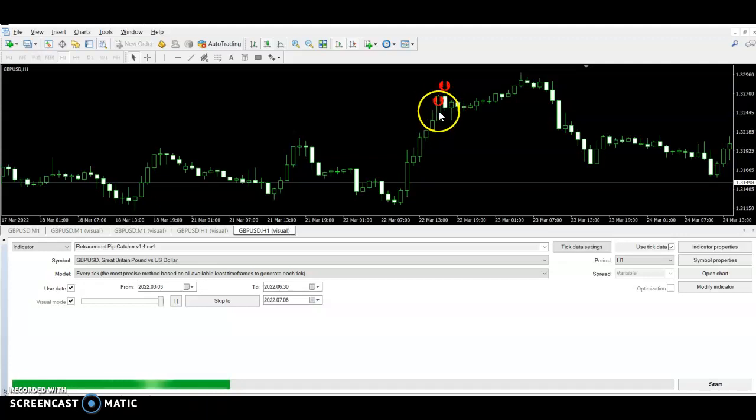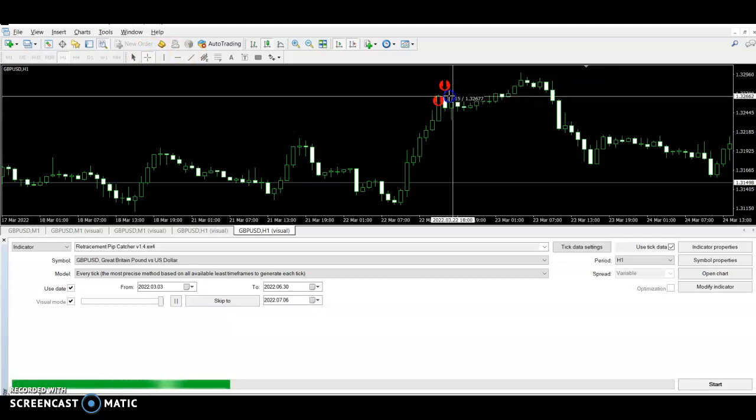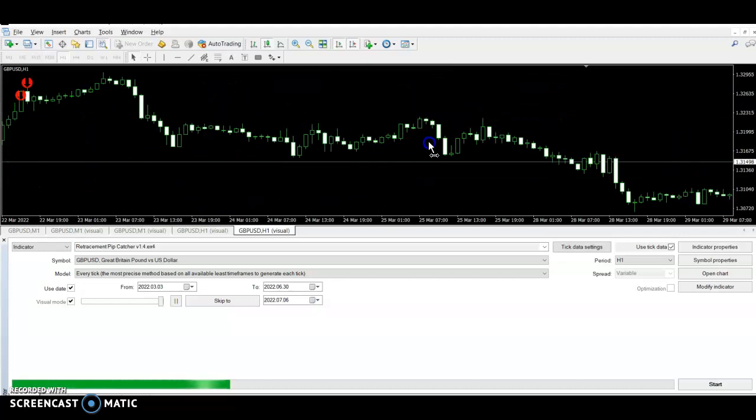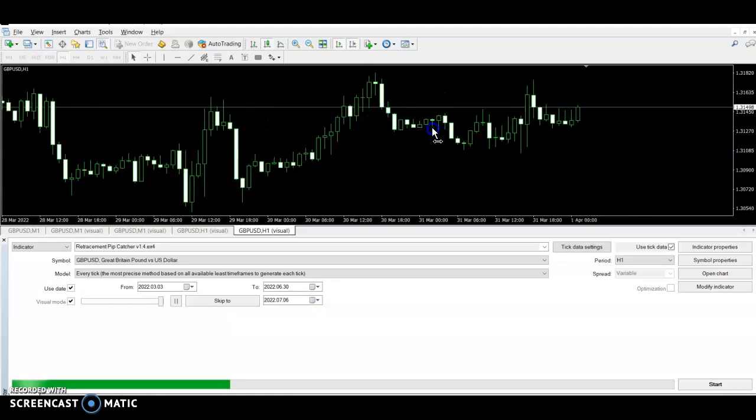So you would have lost one there, but then gained. It's about 8 pips to there. So just under a 2 to 1. So you'd be in profit. There you go. So that's how you do it.